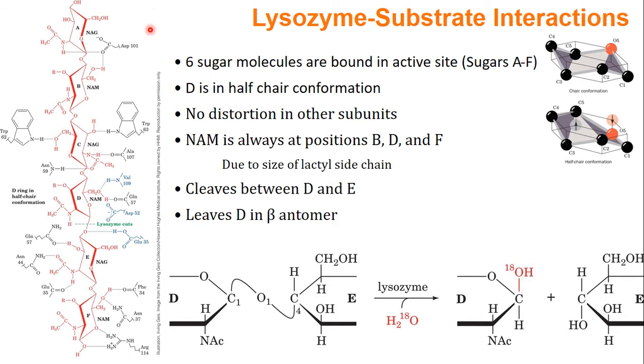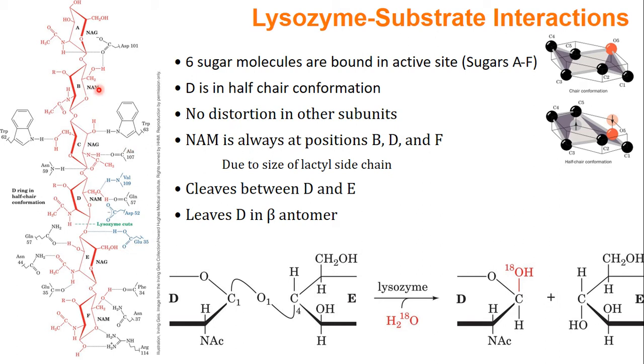So let's take a look at how lysozyme binds our substrate. It only binds 6 sugars. So out of the whole peptidoglycan layer, it's looking for just a 6-sugar substrate to bind onto. We're going to label these sugars A through F. Now, sugar D, the 4th sugar, because of the way it fits in the pocket, has its ring slightly distorted into a half-chair conformation. No other rings in this 6-sugar substrate are distorted.